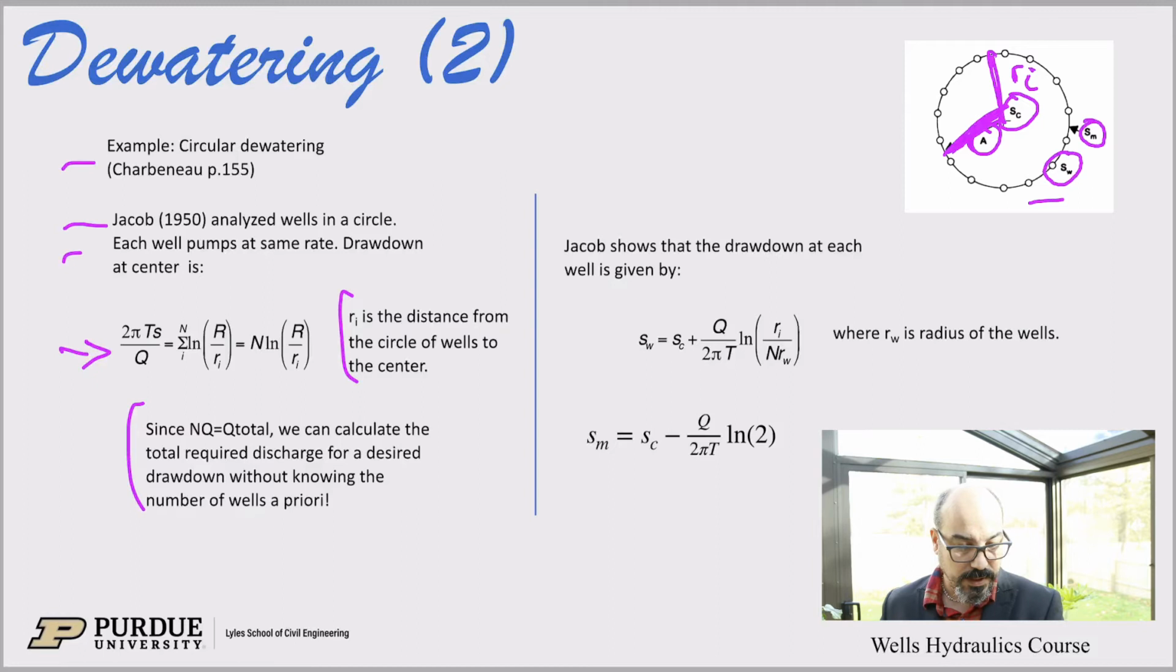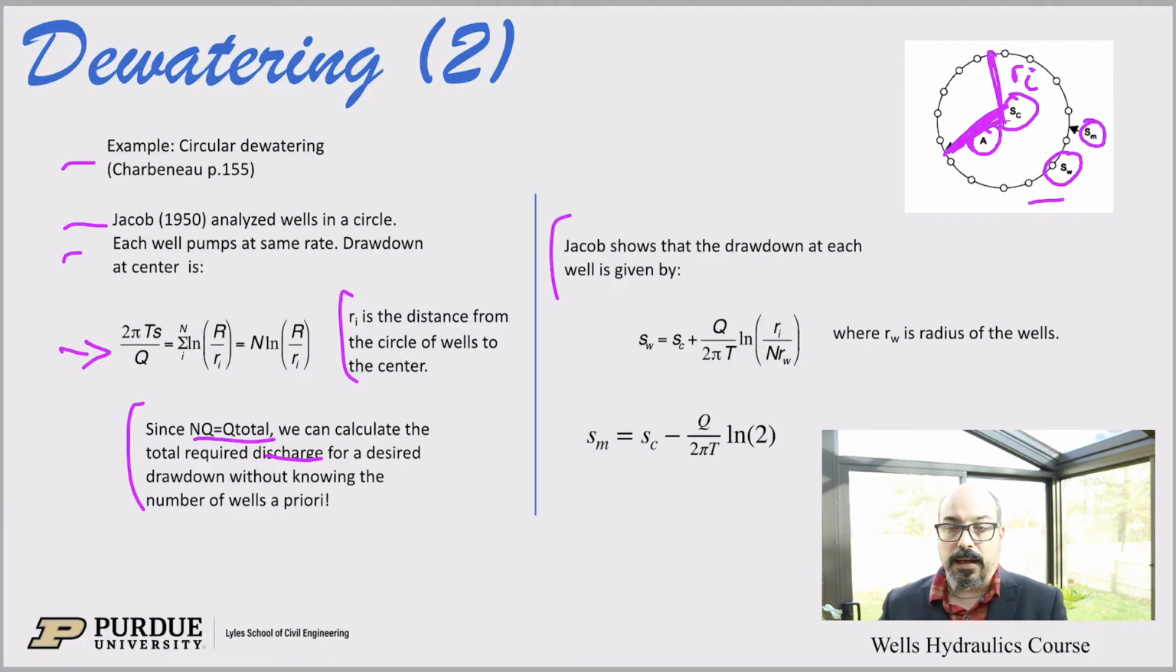Since NQ is the Q total, right? So if they all pump at the same rate, I can multiply, let's say, 10 liters per second. If I have 10 wells, the total discharge, or the total pumping rate, is 100 liters per second. So it's just the multiplication. You can calculate the total required discharge for a desired drawdown. So that's really where it becomes design: if I want 2 meters of drawdown so I can excavate, how much pumping do I need? Once I know how much pumping I need, I can ask how many wells, depending on the pumps you have available. Let's say you need to use 1 horsepower pumps, then you can say, okay, I need 10 pumps or 10 wells.